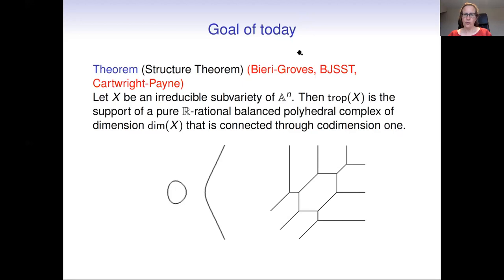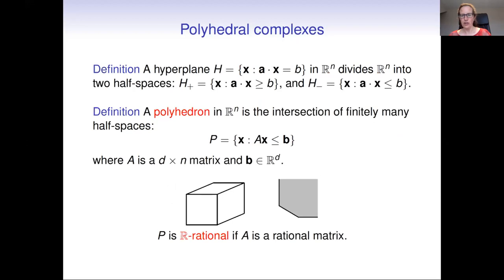And then the connectedness was observed first by Bogart, Jensen, Speyer, Sturmfels, and Thomas, and then this was corrected and expanded on by Cartwright and Payne. So this BJSST, Bogart, Jensen, Speyer, Sturmfels and Thomas, and Cartwright and Payne are this fact about connected through codimension one, which I'll come back to. Okay, so that's the goal. So now let me back off and introduce some of the words. And to make it as accessible as possible, I don't want to assume that you know any of them. So please do continue to ask questions if anything is unclear.